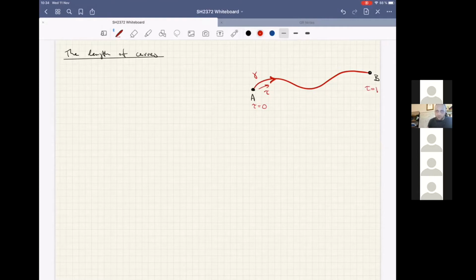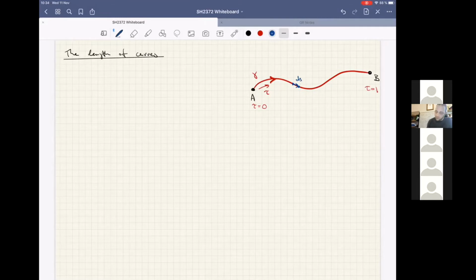This is not a requirement, it's just so that I can write the integration boundaries in a simpler way. So in order to answer that question, well, we know what the expression for a small distance is. If we take 2 points here on this curve that are very close together, I know that the distance is ds, and I know how to express ds.